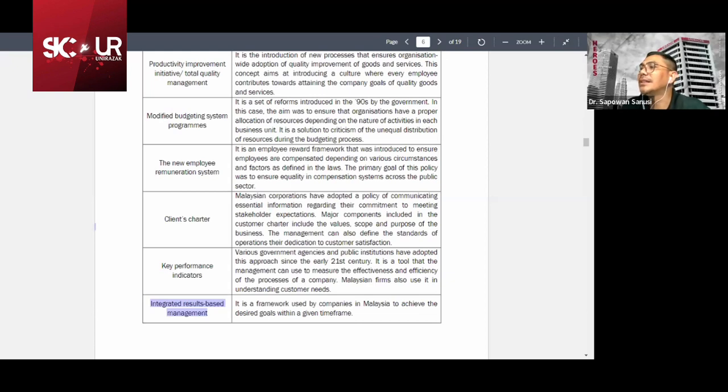Okay, the terms yang digunakan, we call it Madani performance indicators to boost up the Malaysian economy, improving the Madani channels on... lebih kurang macam itulah. Madani performance indicators. This is one of the integrated result base.